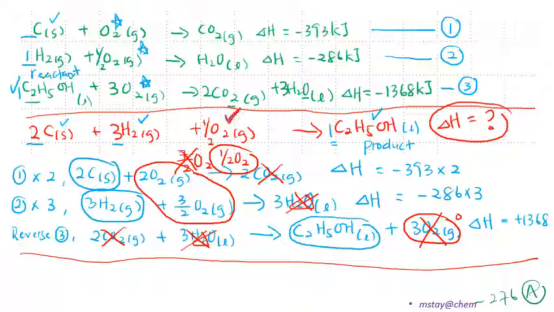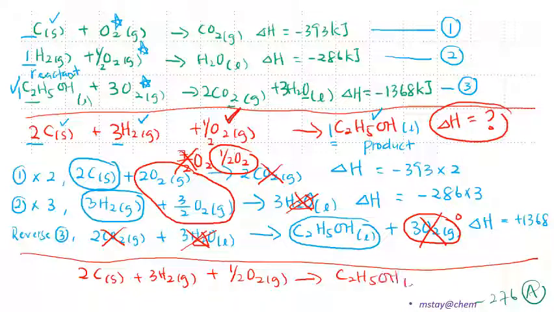So in the end, we will have 2 mole of carbon solid plus 3 mole of hydrogen gas and 0.5 mole of oxygen gas, producing 1 mole of ethanol. Then we total up all these numbers, and we get the enthalpy change as negative 276 kilojoule per mole, which means the answer is A.